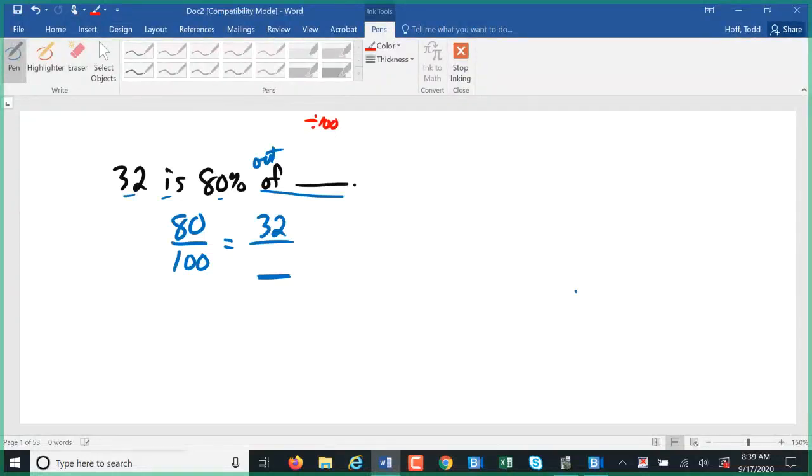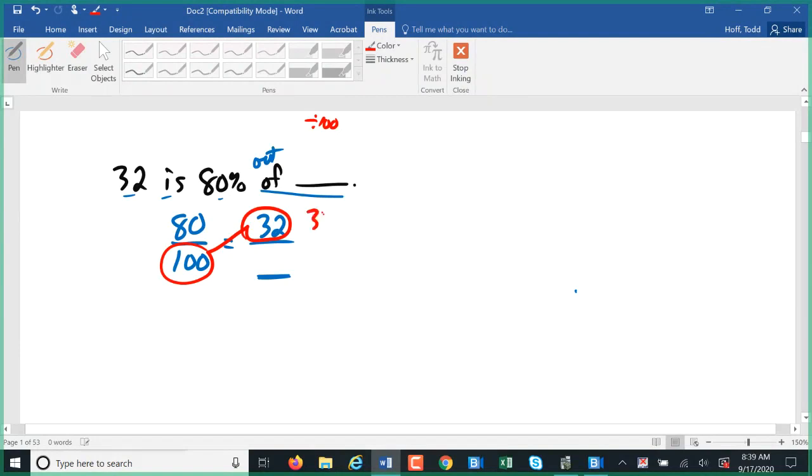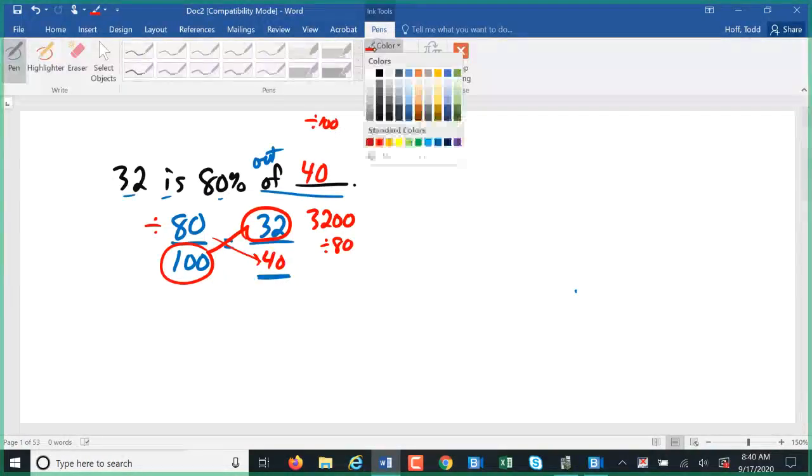We cross multiply the two numbers that are diagonal, 32 and 100 in this case. We multiply those to get 3,200. Then we divide by the number that's diagonal with our missing number. We divide by the 80, which is going to give us 40. 32 is 80% of 40.